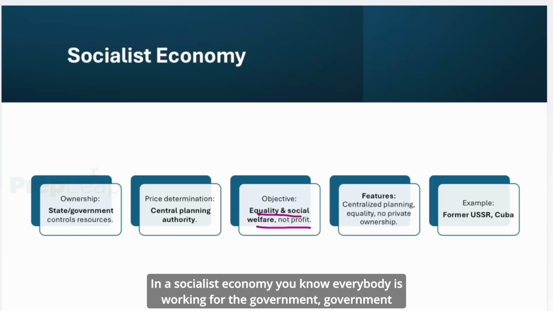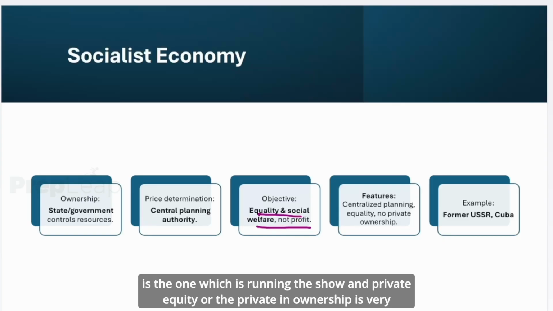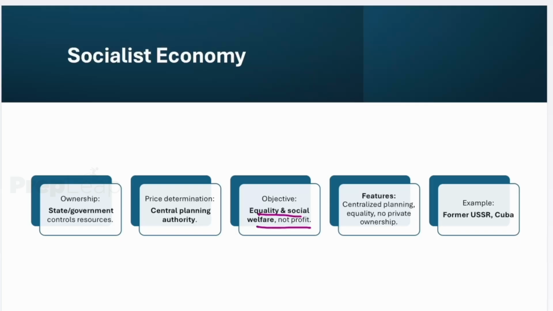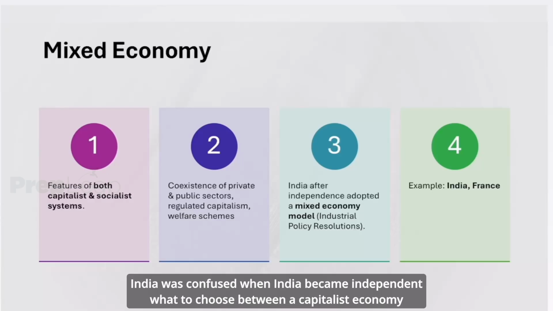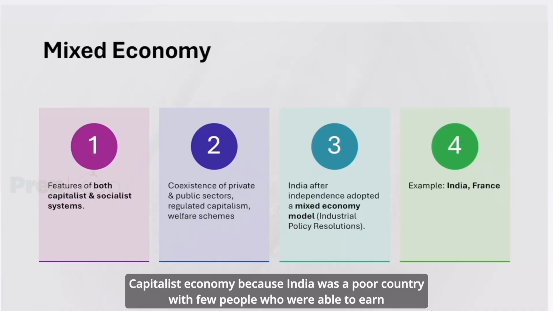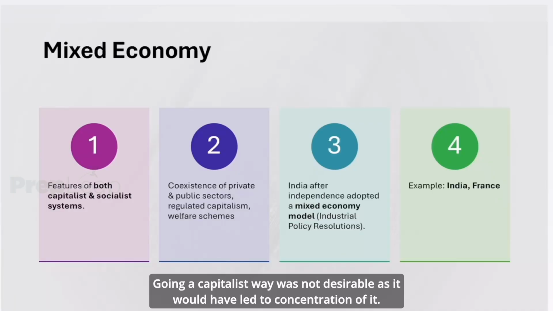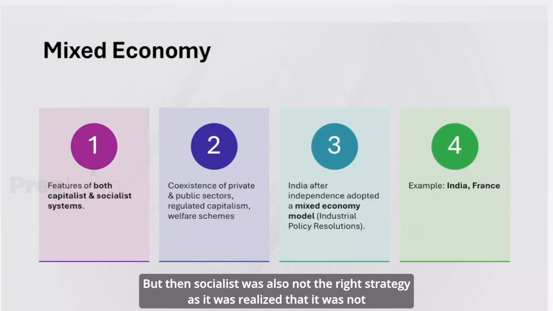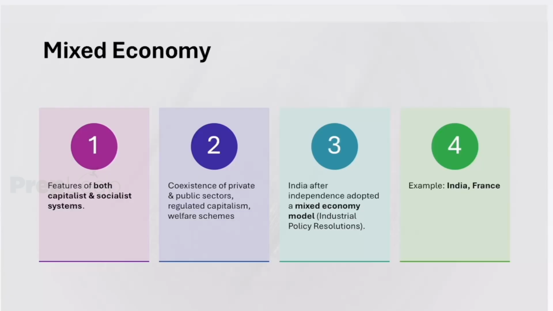In a socialist economy, everybody's working for the government, which is the one running the show, and private equity or private ownership is very, very limited. So India decided what to do. India was confused when India became independent, what to choose between a capitalist economy or a socialist economy. Because India was a poor country with few people who were able to earn their living, going the capitalist way was not desirable as it would have led to concentration of wealth. But then socialist was also not the right strategy, as it was realized that it was not a strategy which was working in the world.